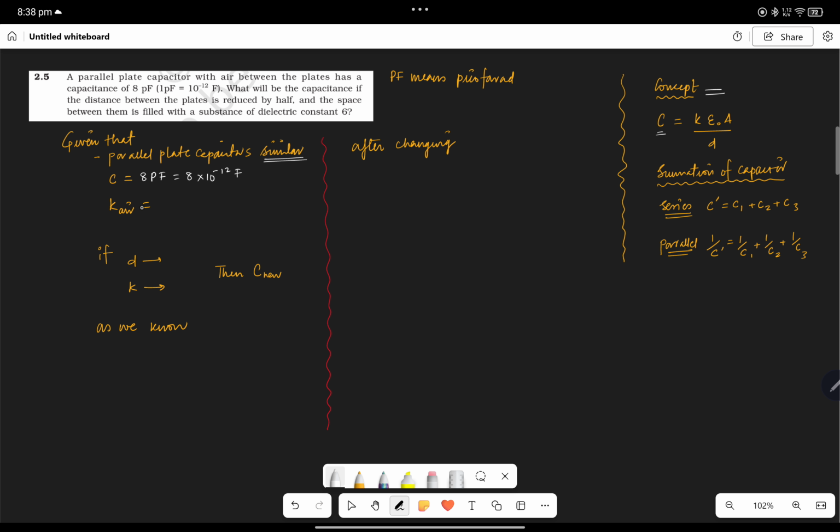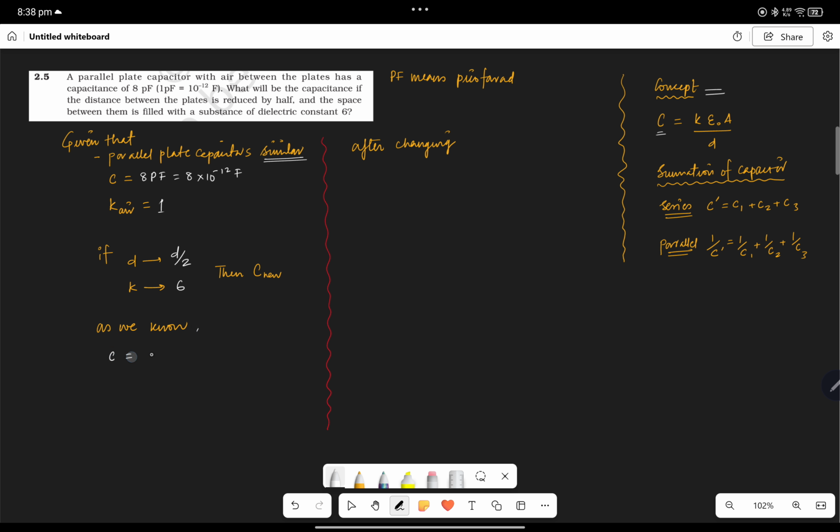Now K air, the dielectric constant, because the capacitor is initially filled with air, is going to be 1. The dielectric constant of air is 1. Now D is going to be D by 2 as per the question, and K is going to be 6. And now you have to tell what the new capacitance is. So first of all, we will write the old capacitance that we have.